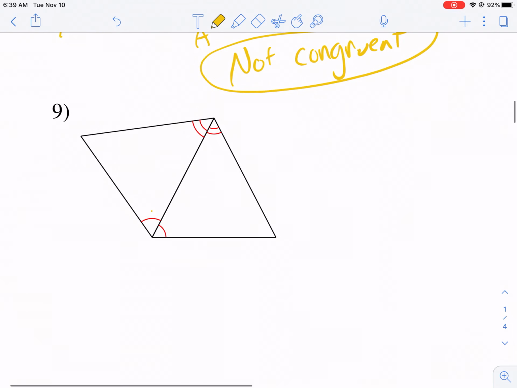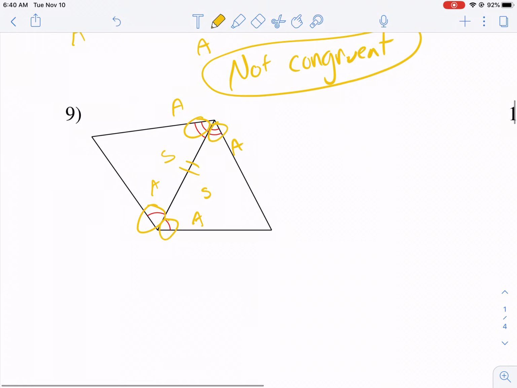Here's another angle, side, angle. We have angle, a side, reflexive property, angle. That's ASA, and you can see it's the exact same thing on this side. A sandwich of a side with two angles as the bread. This is ASA congruence.